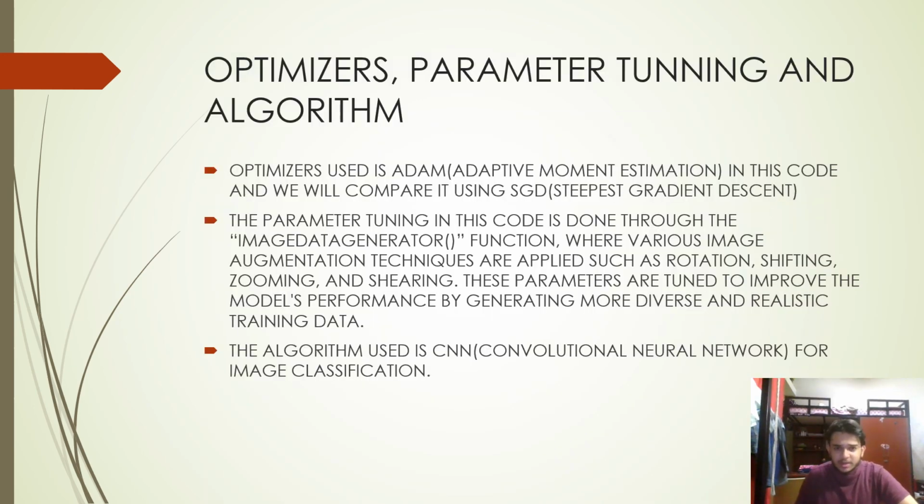So now we'll take a look at the optimizers, parameter tuning, and algorithms used in this program. We have used Adam and SGD optimizers, which stand for Adaptive Moment Estimation and Stochastic Gradient Descent respectively. The parameter tuning in this code is done through the ImageDataGenerator function, where various image augmentation techniques are applied, such as rotation, shifting, zooming, and shearing. These parameters are tuned to improve the model's performance by generating more diverse and realistic training data. The algorithm we have used is called CNN, or Convolutional Neural Network, for image classification.